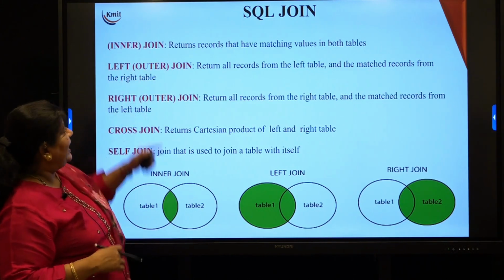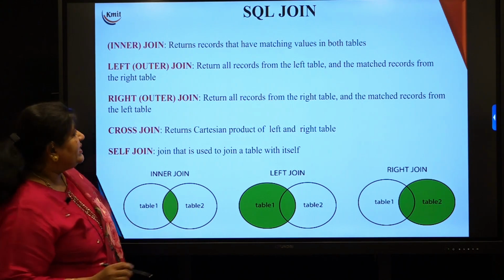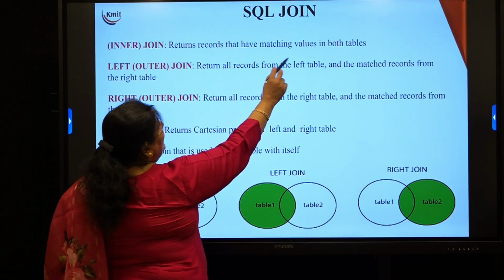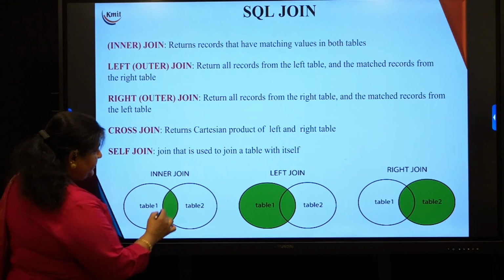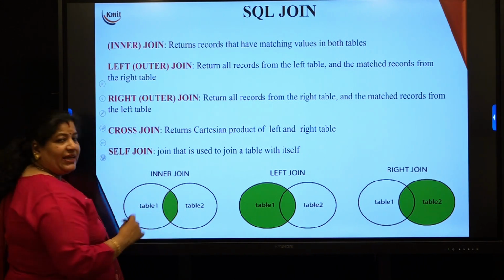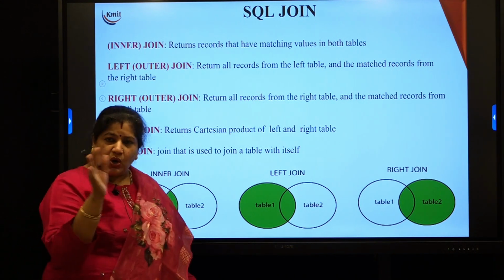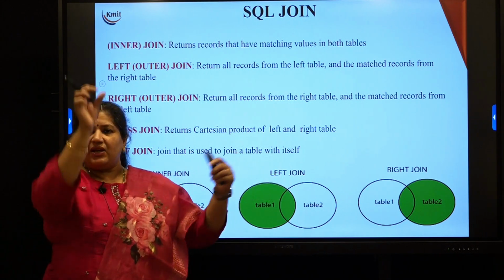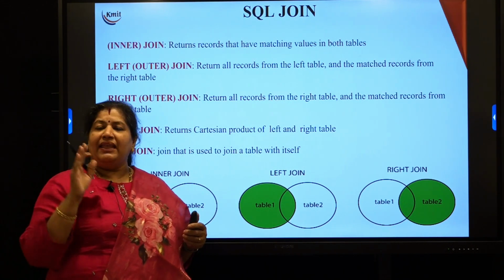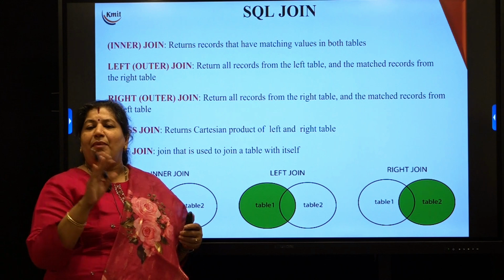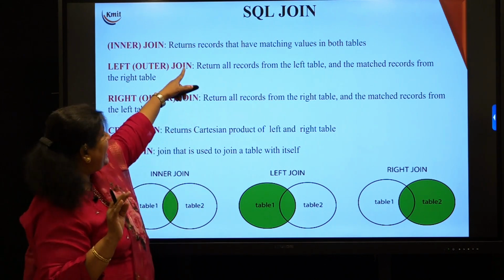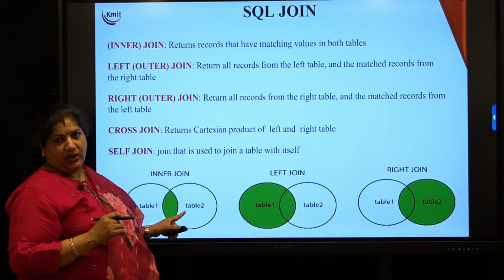The joins are like inner join, which returns records that have matching values in both the tables. It is like your intersect, what we say. They are commonly related with a common column, right? In that particular column, the matching values will only be extracted in an inner join.